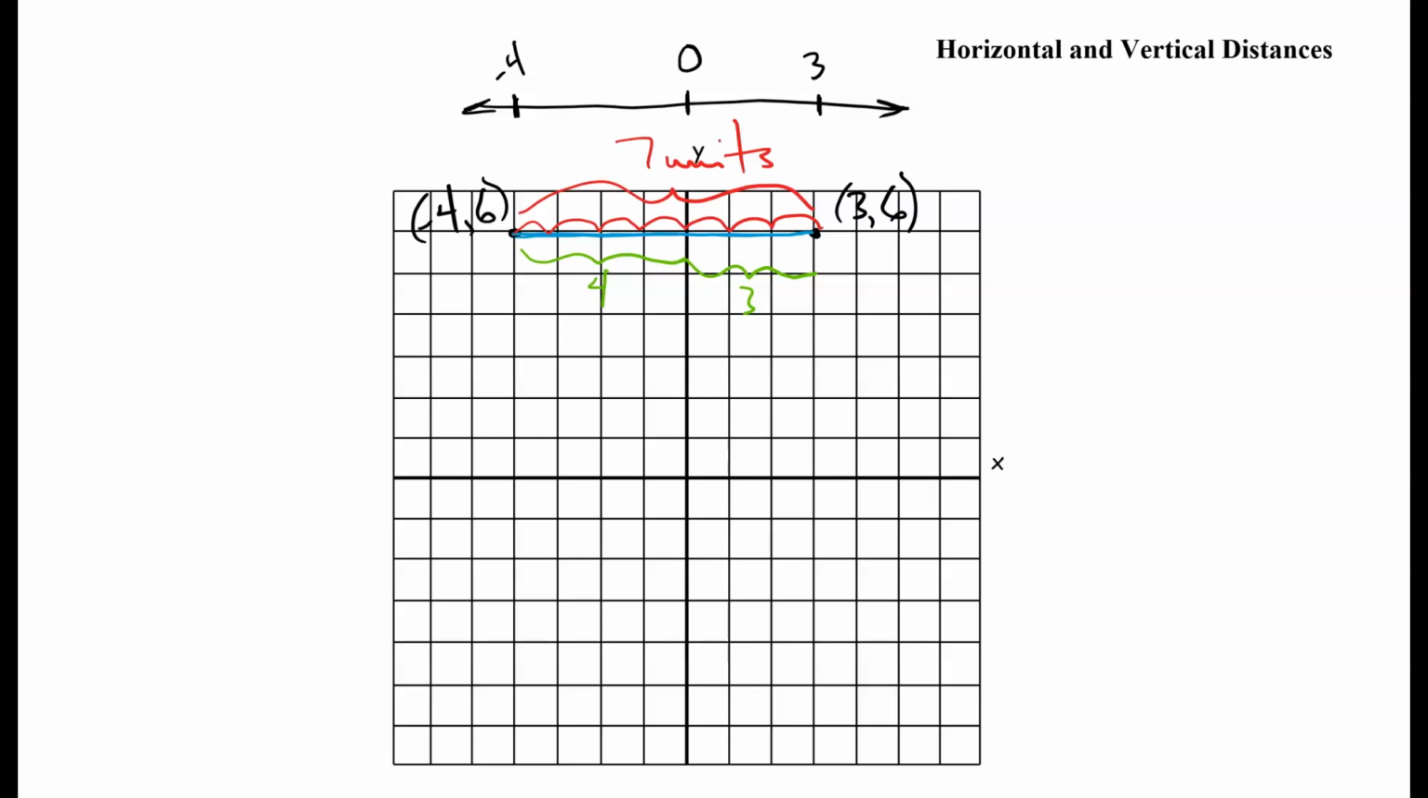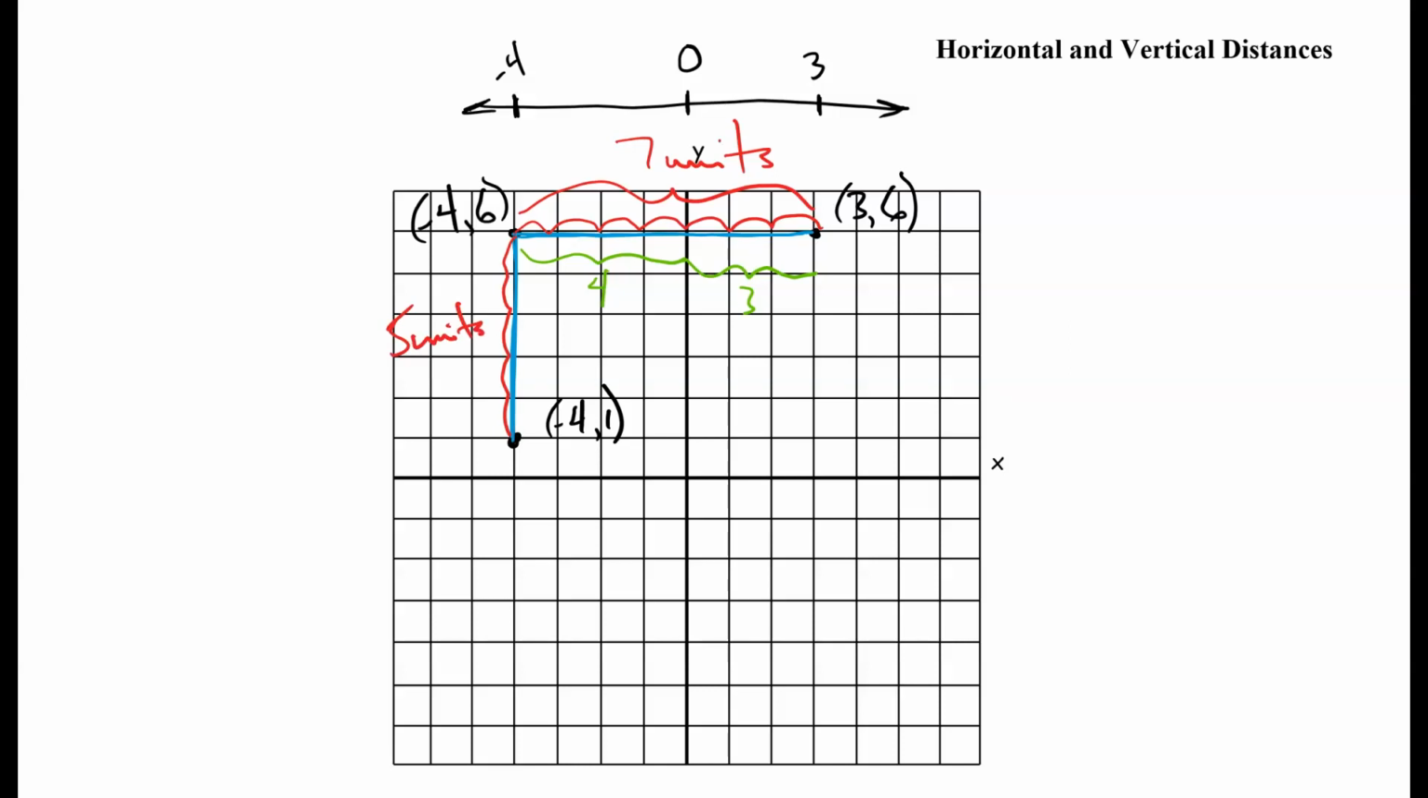Well, let's look at another pair of points. -4, 6, which is, again, this point here, and -4, 1, which is this point here. And now, if I wanted to know the distance between these 2 points, again, I could do what we've done before, which is I could just count the number of units from one point to the next. 1, 2, 3, 4, 5. That would give me 5 units.